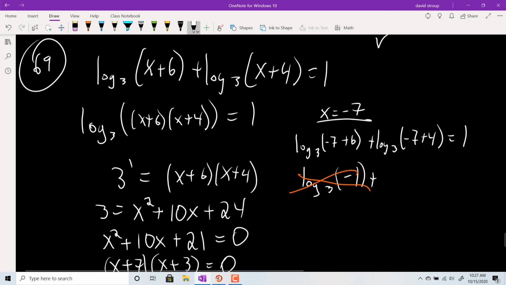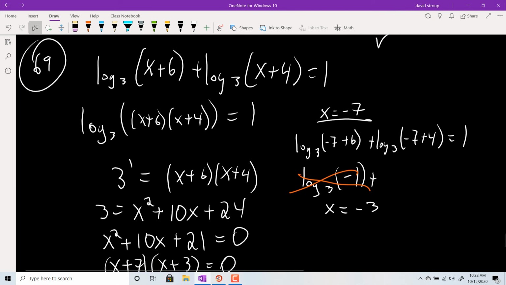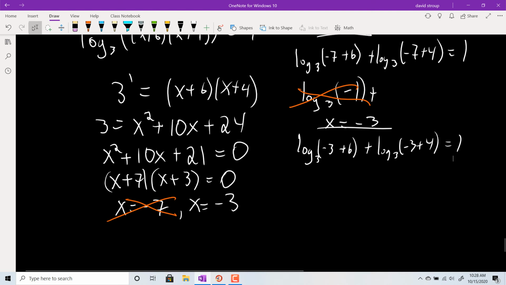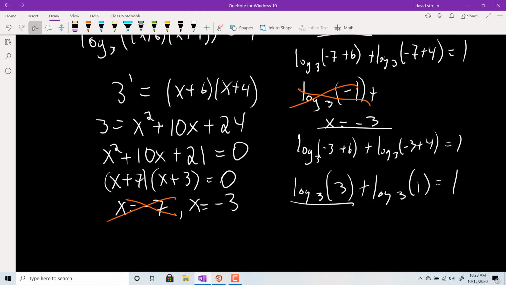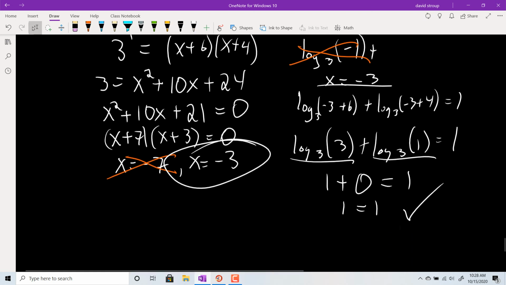Okay. Let's try the other one. It's -3. And notice this guy is negative, but it doesn't mean that the result inside the log will be negative. So you try it. Okay, so we got log base 3 of 3 plus log base 3 of 1. 3 to what power equals 3 for this first guy? That's just 1. 3 to what power equals 1 for the second guy? That's just 0. Okay. 1 plus 0 is 1. 1 is 1. So we're good there. So that one works. And our only solution is -3.